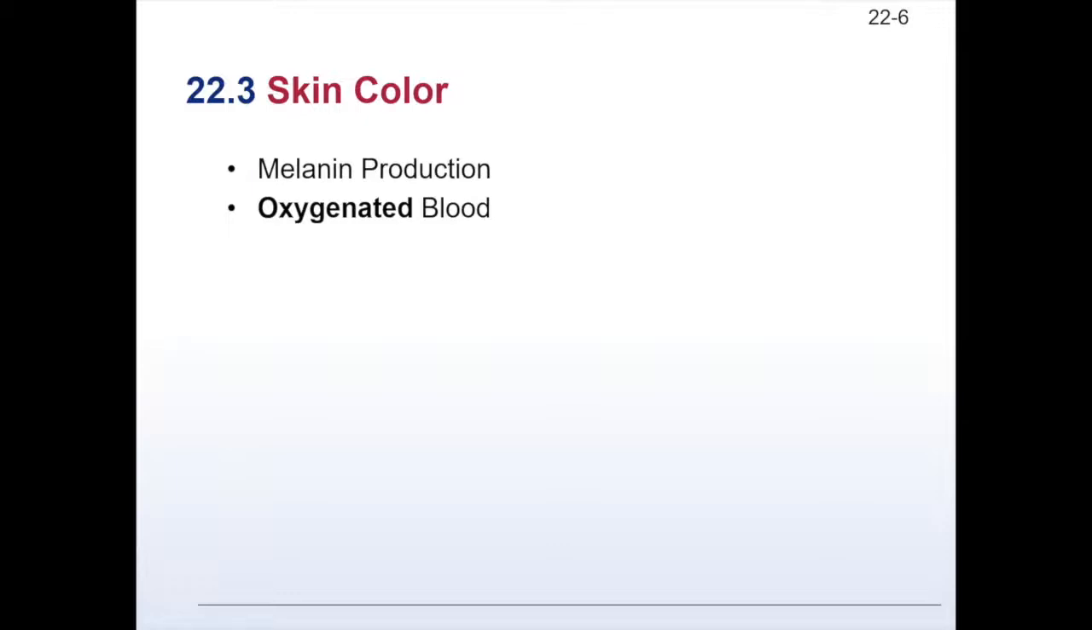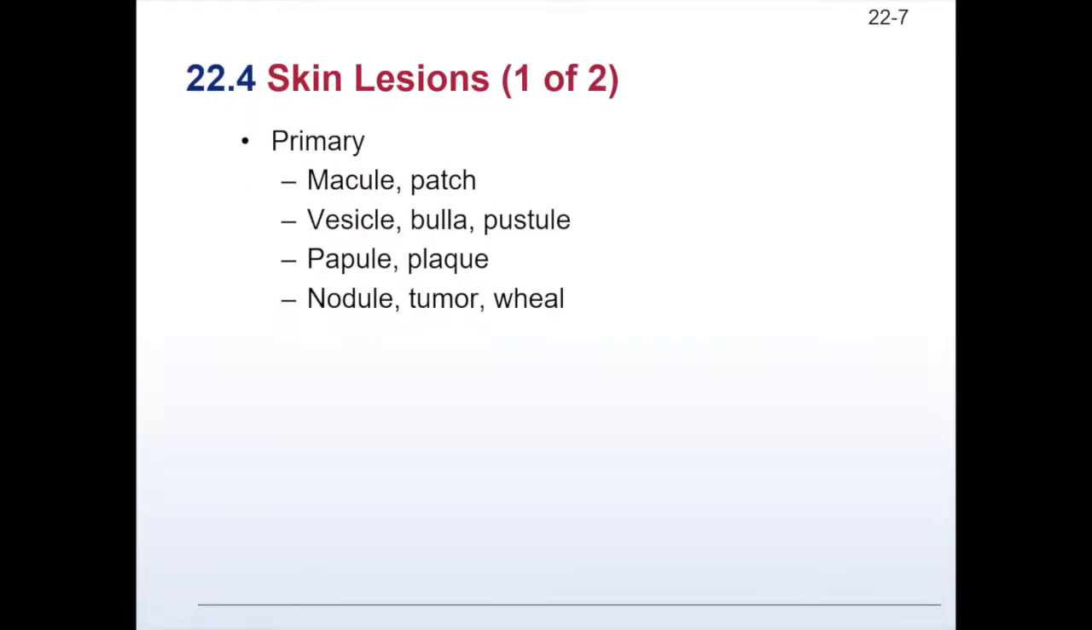Another factor that determines skin color is the amount of oxygenated blood in the skin's dermis. Well-oxygenated hemoglobin is bright red, while poorly oxygenated hemoglobin is darker red. Skin with a blue hue is called cyanosis. Primary lesions such as macules and vesicles originate from disease or body changes.